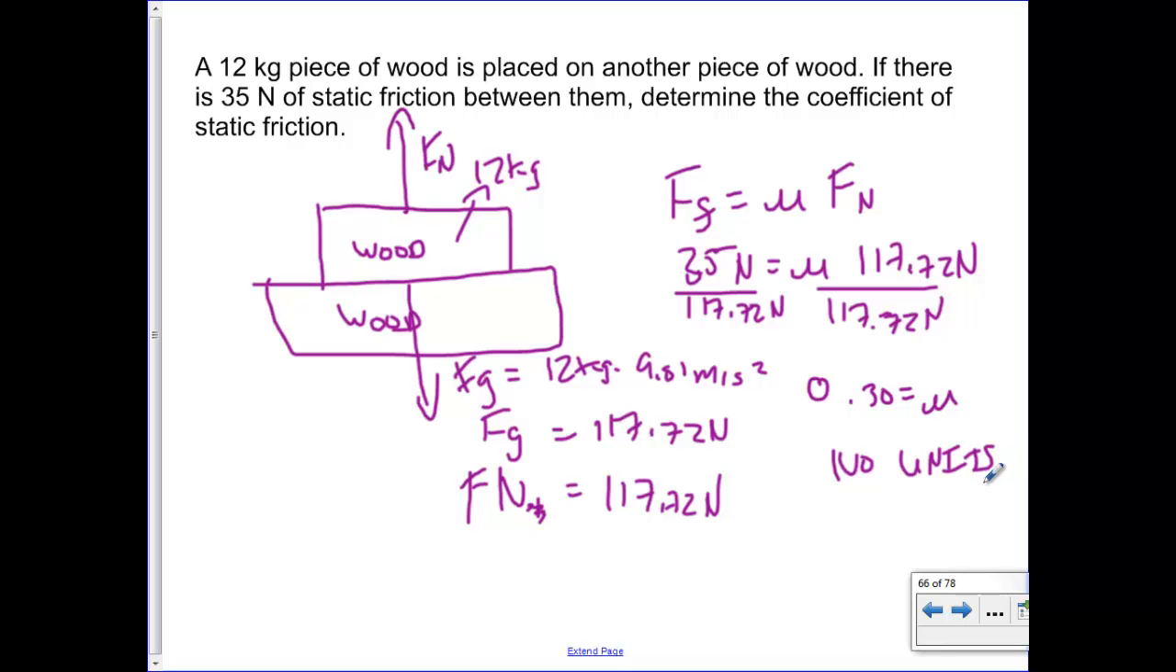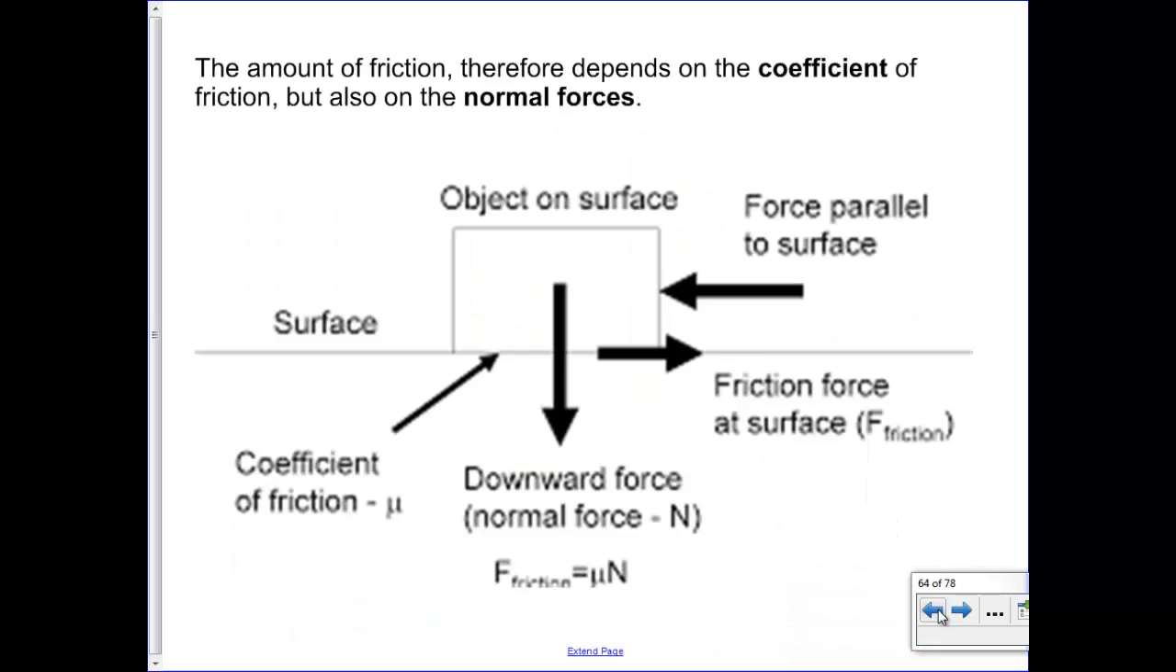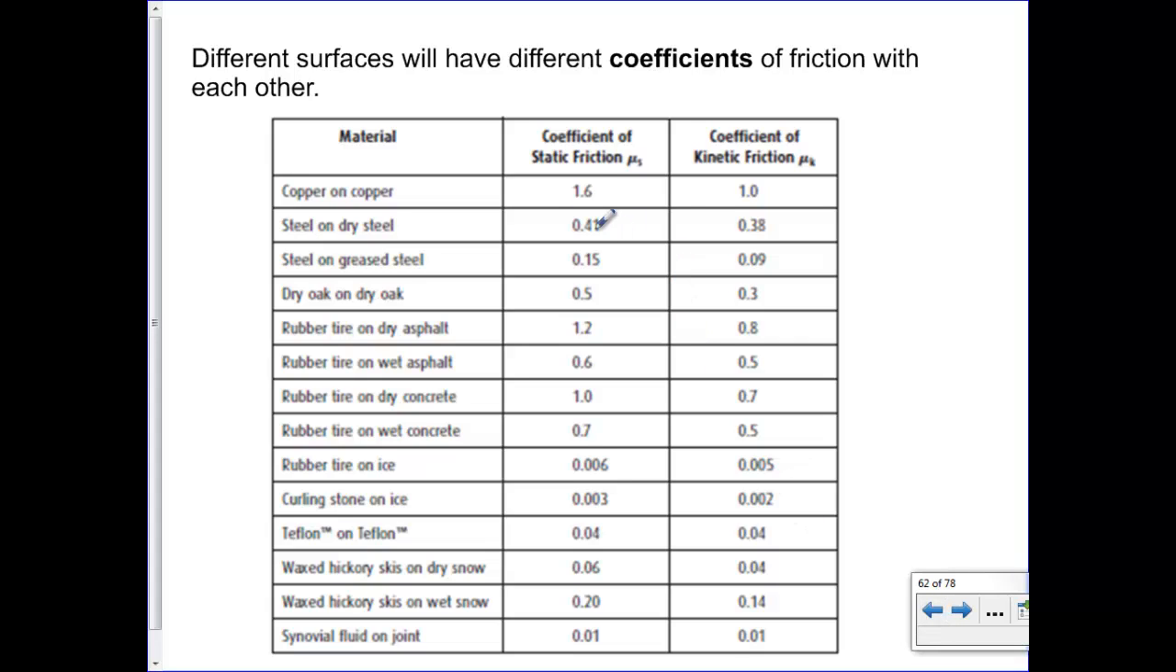Does that mean they're going to rub together very easily? Well, it depends. Now that I found 0.30, I can compare back to this chart. Copper on copper is 1.6. Imagine two sheets of copper next to each other. They're probably going to grind quite a bit as you try to slide them, right? Whereas a lower number here: waxed hickory skis on dry snow is 0.06. Skis on snow should not have a lot of friction. They should move quite quickly, right? So what's the most comparable one? Maybe steel on dry steel?